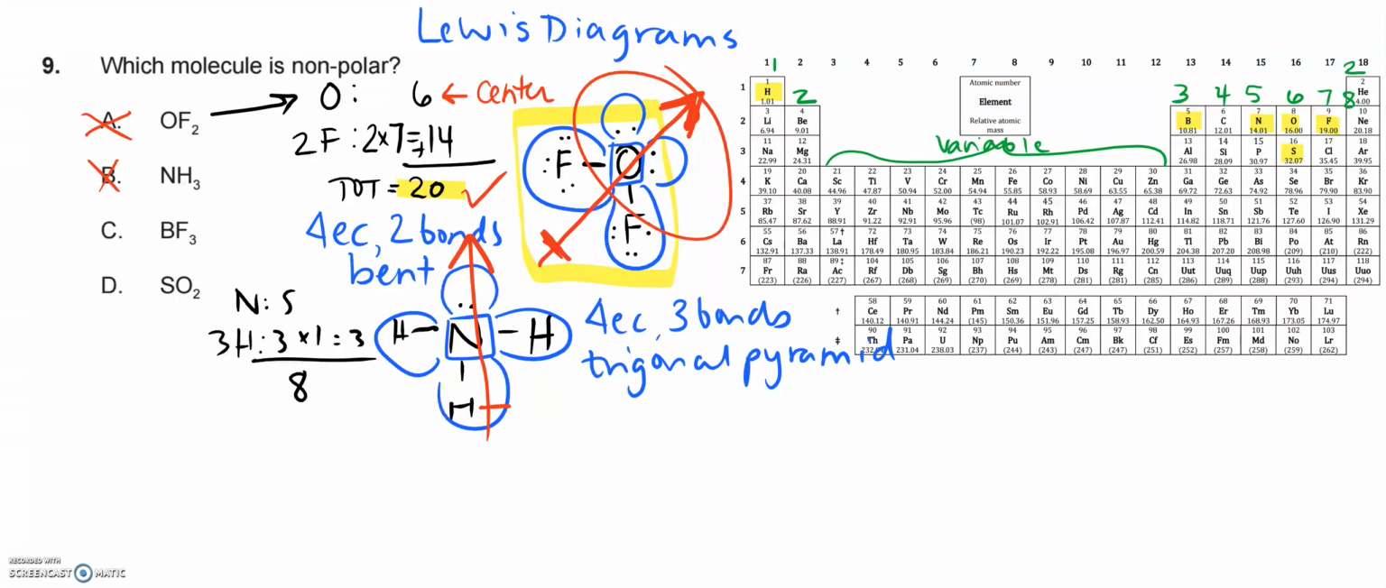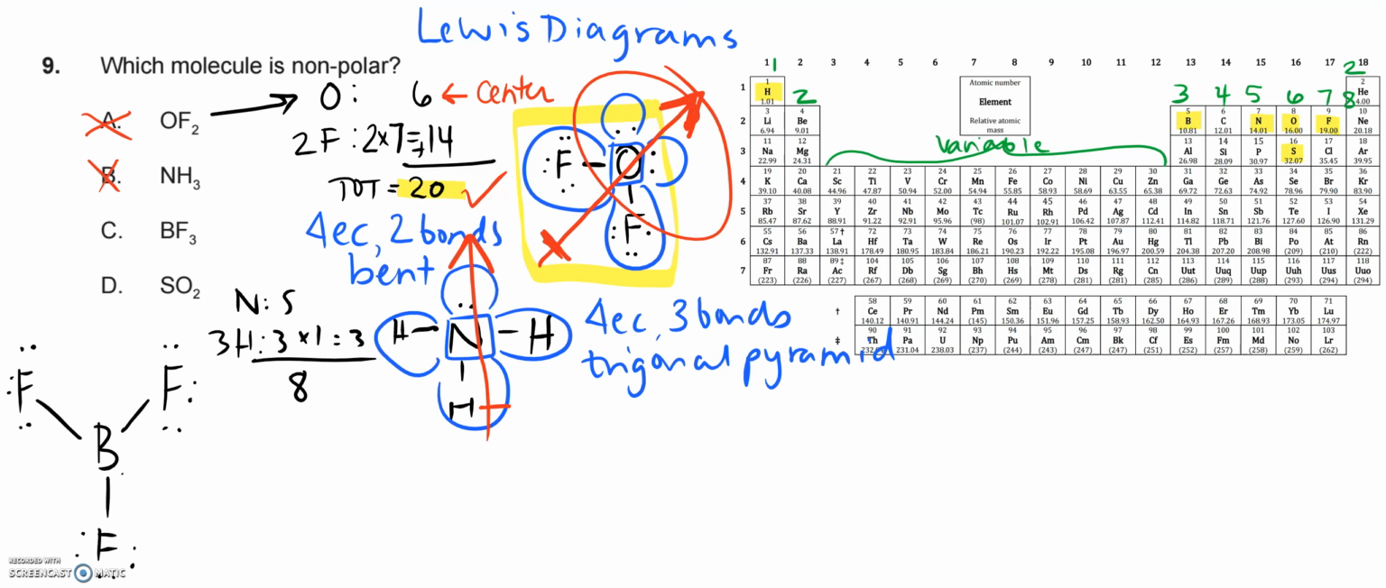BF3 is a special case. We talked about this one as being a special case. The boron is small. It's a small atom. It has 3 electrons. It can only go up to 6. So rather than the octet rule, we have the 6 rule when it comes to boron in boron trifluoride. And that was one that you need to memorize as an exception to our general octet rule.